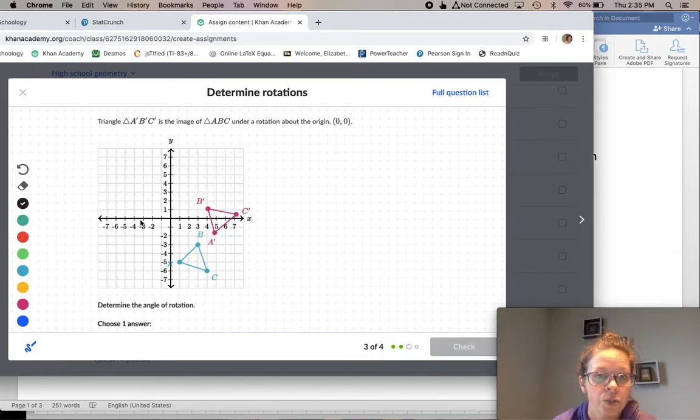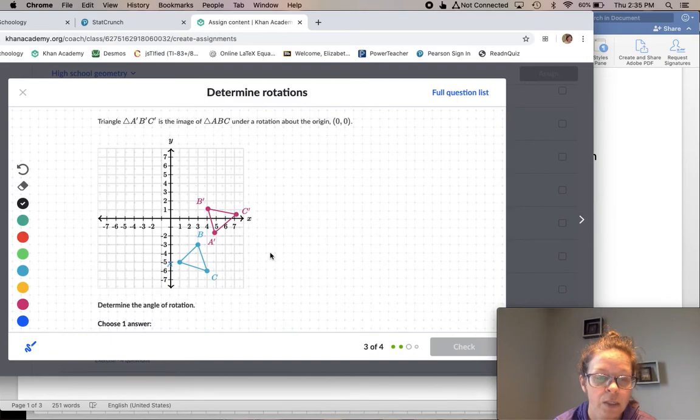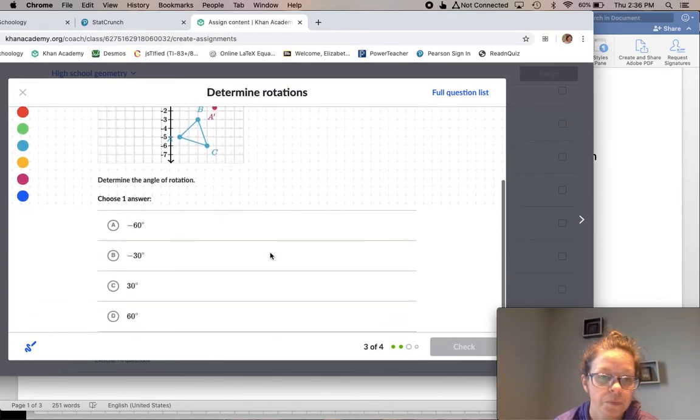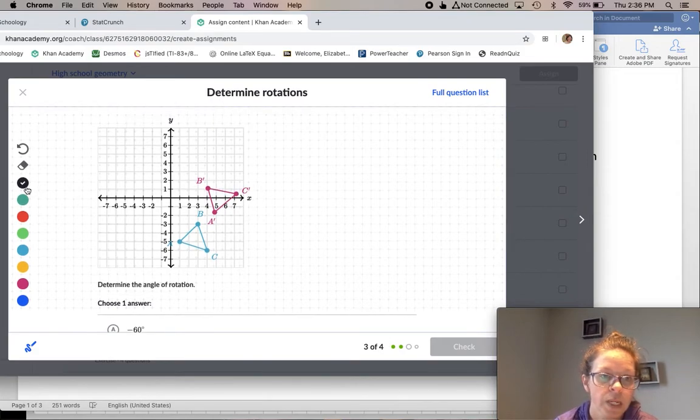So I'll do one. I really wanted there to be a negative one, but this one is another positive one. Let's see. Okay, so it is what it is.